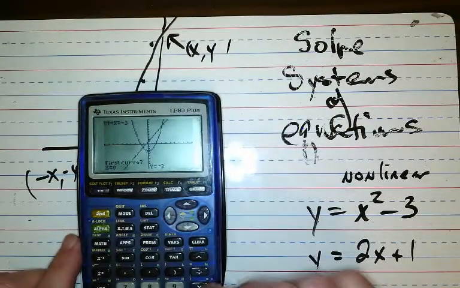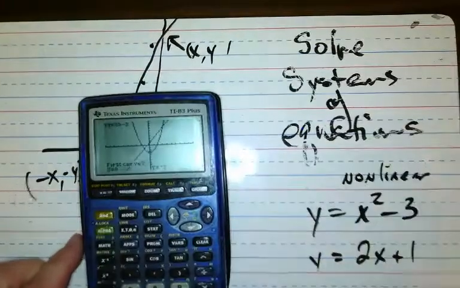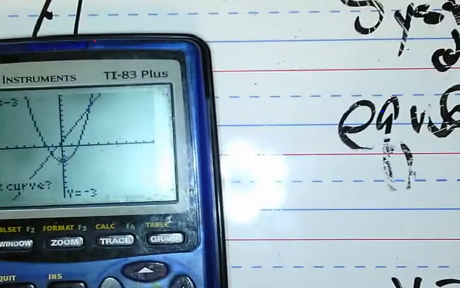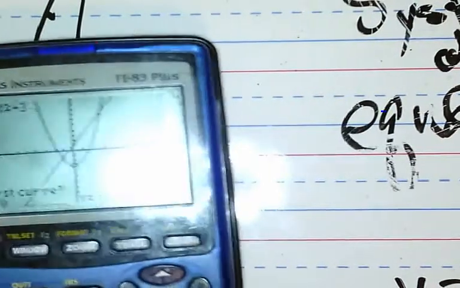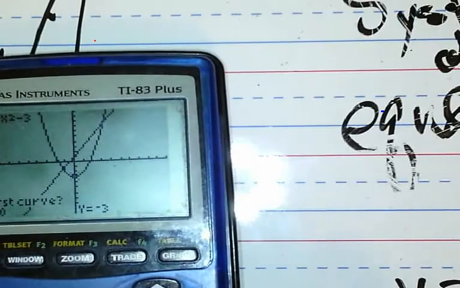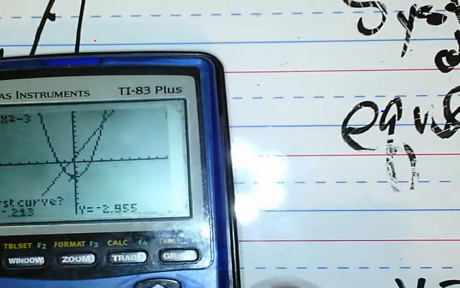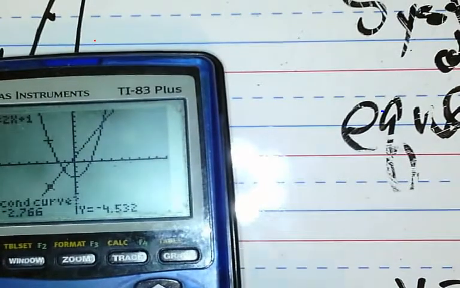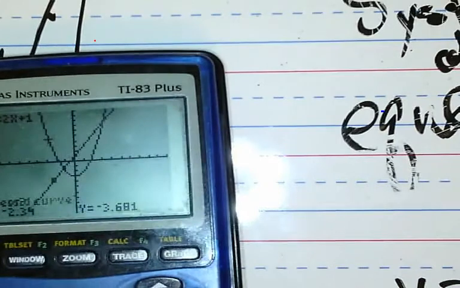So you have to be on the first curve, so maybe we should zoom in so you can see. All right. You see the cursor is right on the y-axis. So you can tell that I'm on the parabola. There I am moving all over the parabola. Am I on the first curve? Yes. Now, I'm on the second curve. You can see that I'm on the line because there I am. I'm on the line, so you say yes.